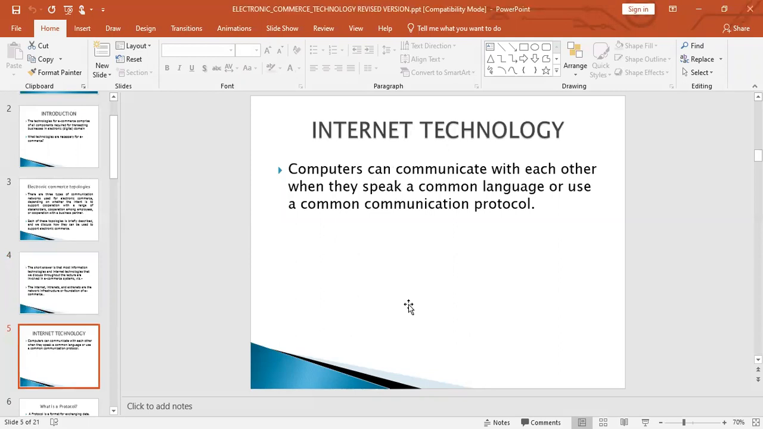The internet technology. Now, with the internet technology, we know that the internet has come to make communication very, very easy. The internet has facilitated communication between ourselves and the outside world. You can communicate with people in your organization, outside your organization, within your country, outside your country.